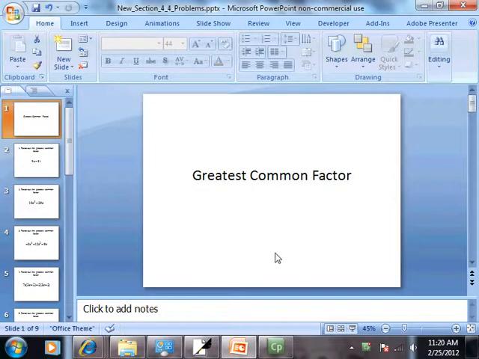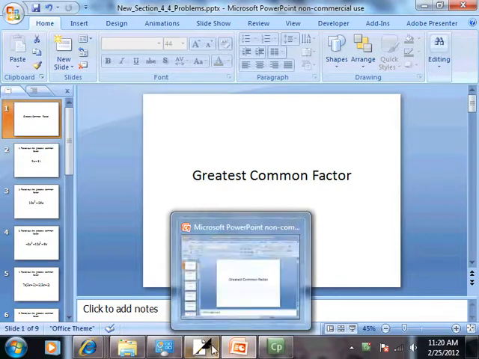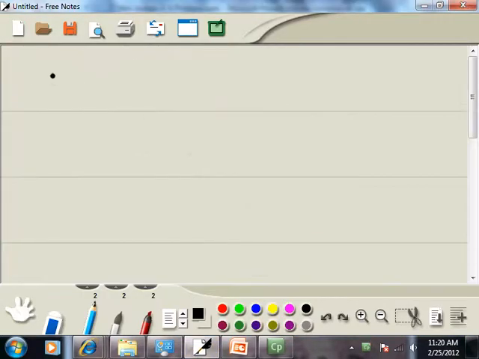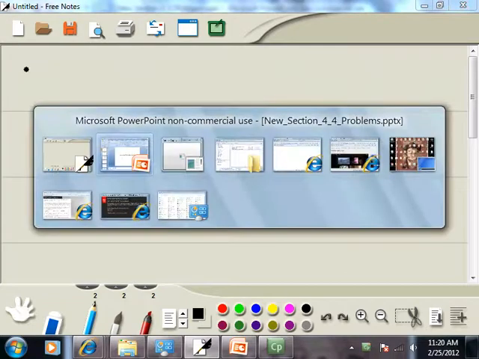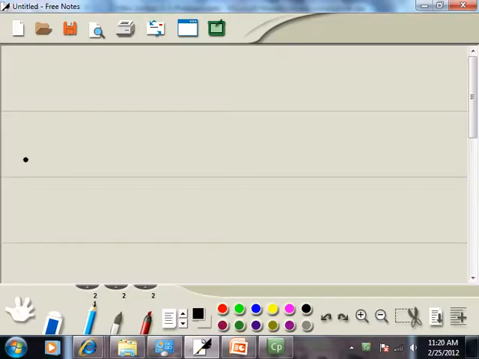Let's take a look at the greatest common factor, and grouping will be the second thing that we'll be taking a look at. So our first problem we're going to take a look at is 9x minus 81.